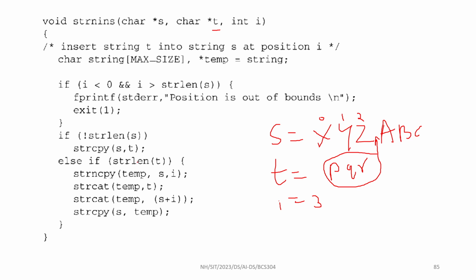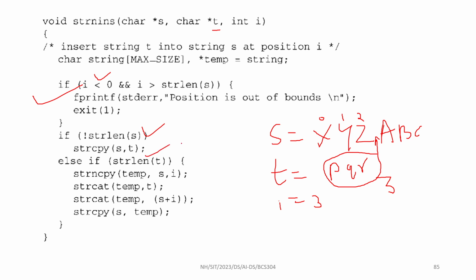After that ABC. Suppose the I value is not in the proper range: I is less than 0 or I is greater than the length of S. Such cases are not to be taken care of; those are treated as errors. Suppose the first string is not there, its length is 0, then the second string itself is the first string. You copy all characters of the second string to S. If the first string is a null string, copy the second string here. Then compare the length of the string. How many characters are there? 3. In this case the length of the string is 3, so this is true.